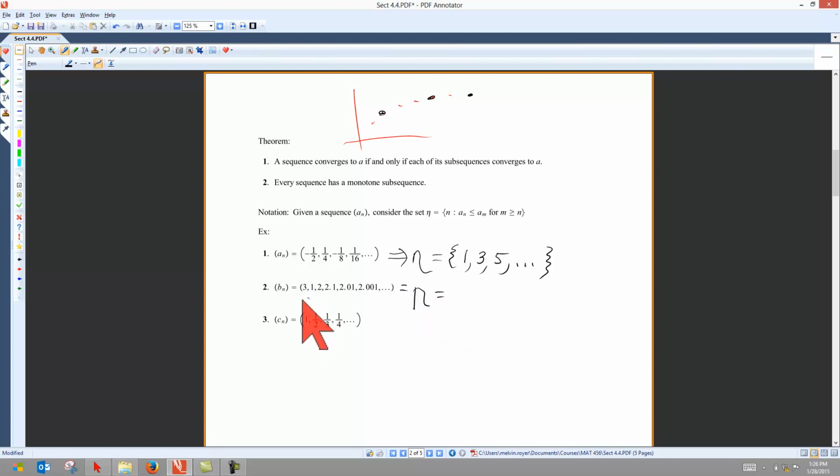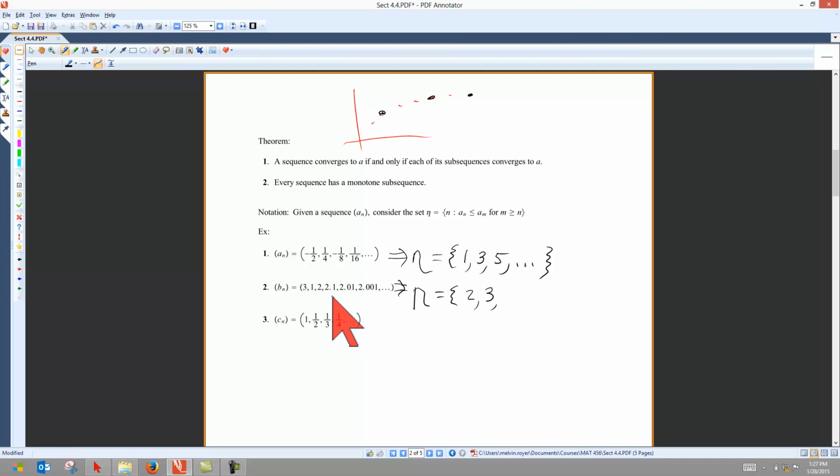How about a sequence that goes 3, 1, 2, 2.1, and then the pattern starts after the 2.1 with 2.01, and then 2.001, 2.0001, and so on. So here we go. Is the first index in there, dealing with the 3? Is that as small as anything I'll ever see again? No. So 1 is not in there. Second term, is 1 as small as anything I'll ever see again? Yes. So 2 is in there. Third term is 2. That's as small as anything I'll ever see in there. So 3 is in there.